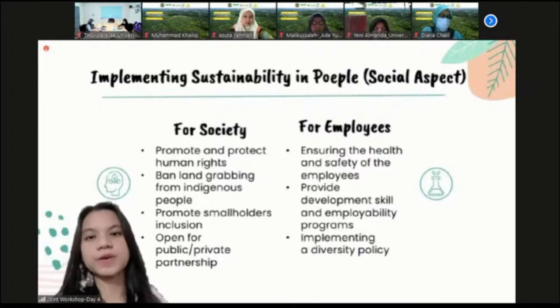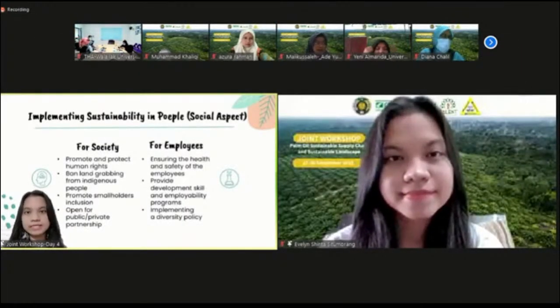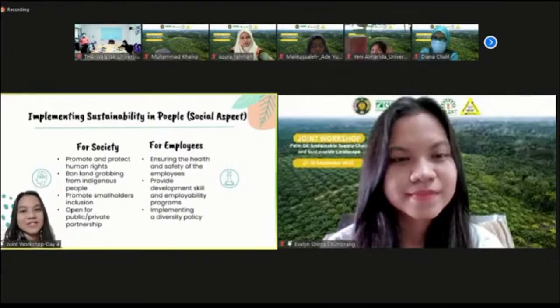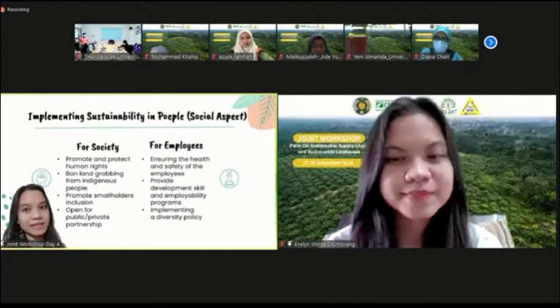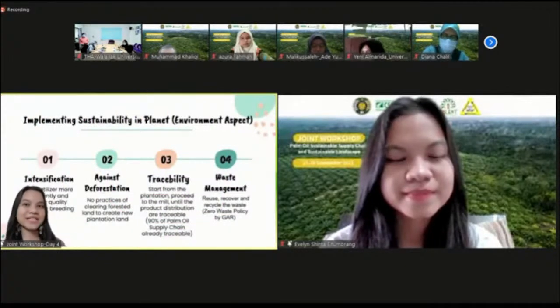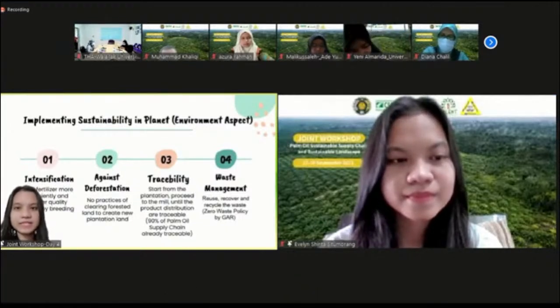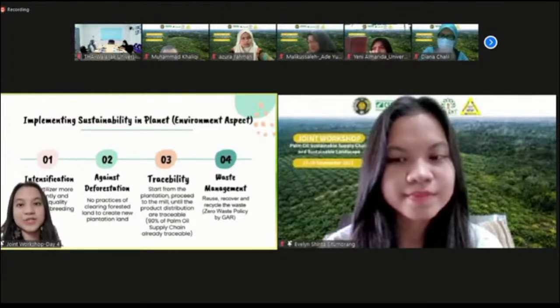To make the palm oil industry sustainable, they should ensure the welfare of their employees, including insurance and other work rights. Not stopping there, the industry should also provide development, skill, and employability programs. And finally, the palm oil industry should implement a diversity policy. Why is it so? Because in Indonesia, Thailand, and France, for example, they have different contexts and situations in doing their exercise in the palm oil industry. So we need a diversity policy, right?